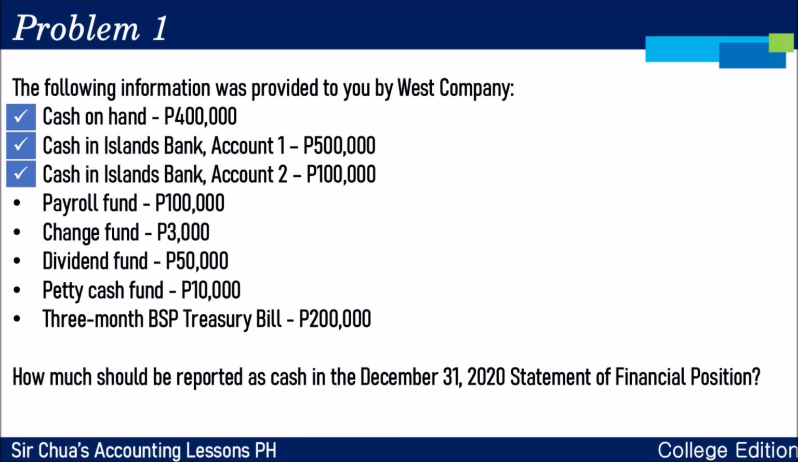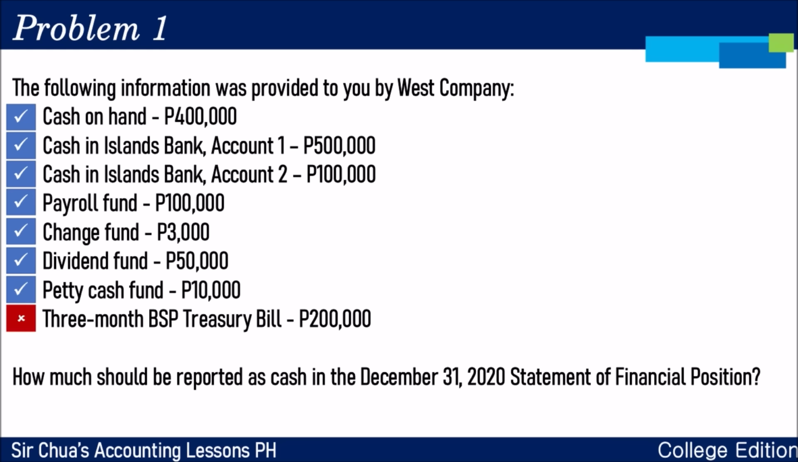And then yung magkakasunod po na payroll fund, change fund, dividend fund, petty cash fund, automatic na po yan. Those are cash in working fund. Fund, pangbayad ng salaries. Pasok. Fund ng panukli. Change fund. Pasok po yan. Fund na pangbayad ng dividends. Pasok din po yan. And fund na pambayad ng ating small expenses. Pasok din po yan. How about the 3-month BSP treasury bill?